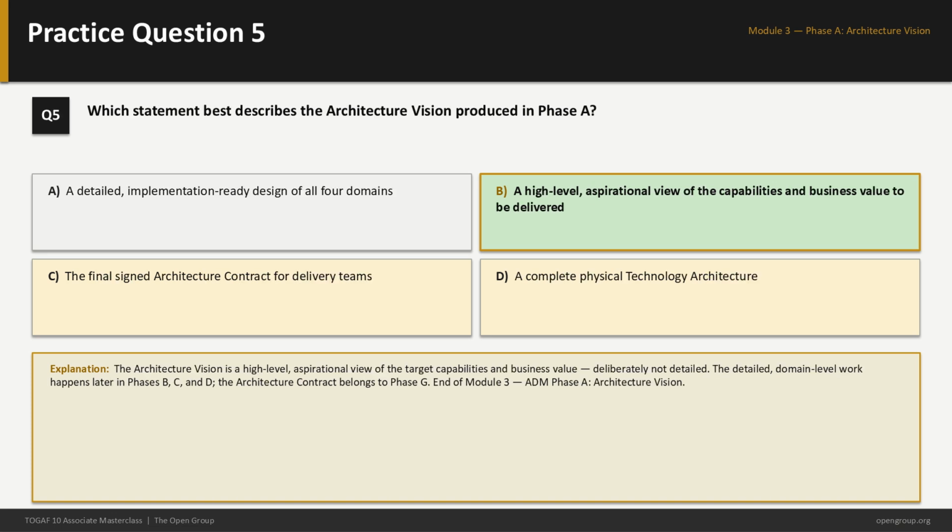Question 5. Which statement best describes the architecture vision produced in Phase A? Pause to consider your answer. The correct answer is B. A high-level, aspirational view of the capabilities and business value to be delivered. The architecture vision is a high-level, aspirational view of the target capabilities and business value, deliberately not detailed. The detailed, domain-level work happens later in phases B, C, and D. The architecture contract belongs to Phase G.